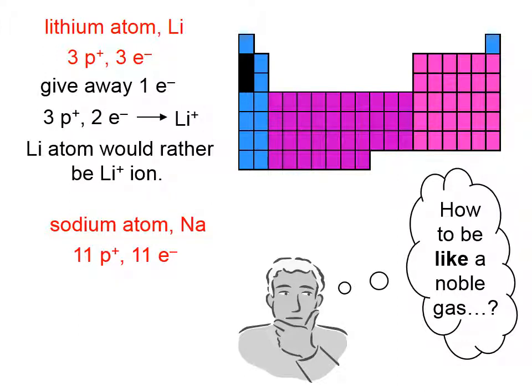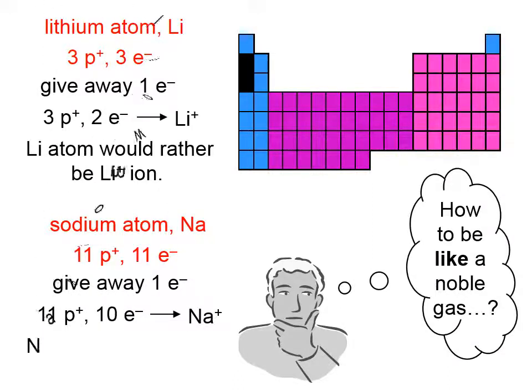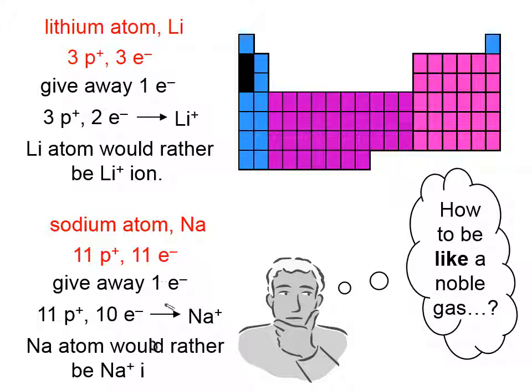How about sodium? Sodium has 11 protons and 11 electrons. It would prefer to give away 1 electron so that it can have the same number of electrons as this noble gas, which is neon. Sodium atoms would rather be sodium ions. So you can see that we've looked at a few atoms and we've decided what they would want to do such that they could become like a noble gas.